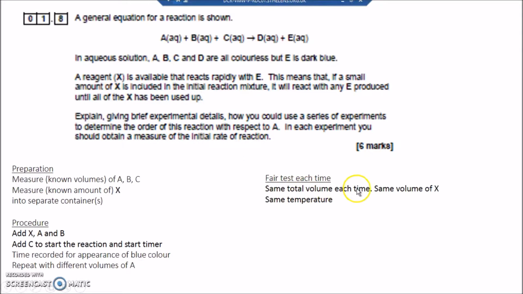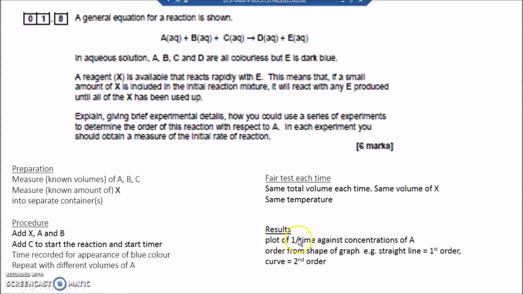We've said already the total volume. So the total amounts, even though we're varying A, will make up the remainder with water, so that the concentration of A changes, but the amounts of B and C are the same. So we'll keep the amount of B and C the same, and the concentrations of B and C the same by using the same amounts each time. And we'll vary the amount of A, but we'll change the concentration of A by making it up to the same volume each time. We'll have to use the same temperature as well, so temperature doesn't affect the reaction.